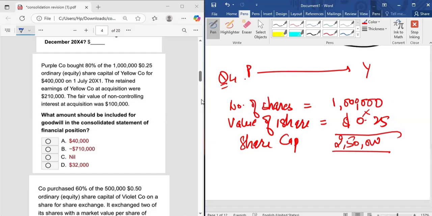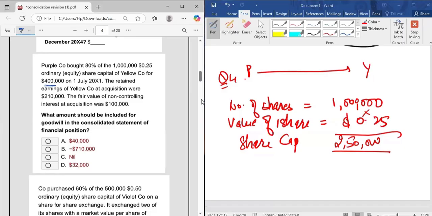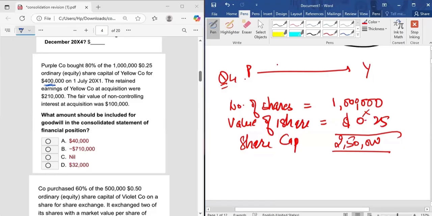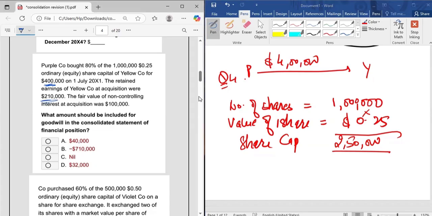Now let's read further. Purple company has purchased Yellow company for 4 lakhs. So the purchase consideration is $4 lakhs, right? The retained earnings of Yellow at acquisition was $2,10,000. The fair value of NCI is $1 lakh. They have asked us to calculate goodwill. So let us write the formula for goodwill first.